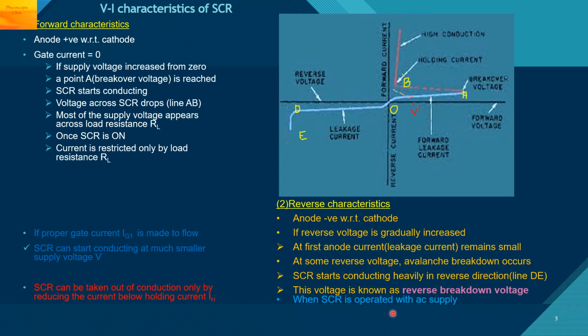When the SCR is operated with AC supply, reverse supply voltage does come across the SCR. Maximum reverse voltage should be less than the PRV rating, that is peak reverse voltage.